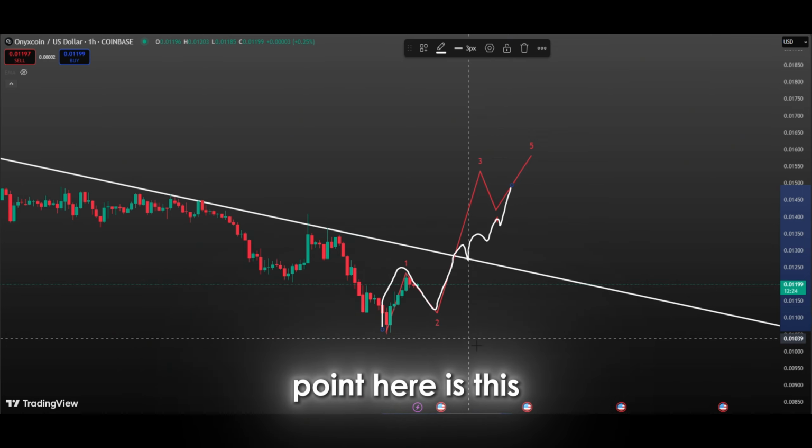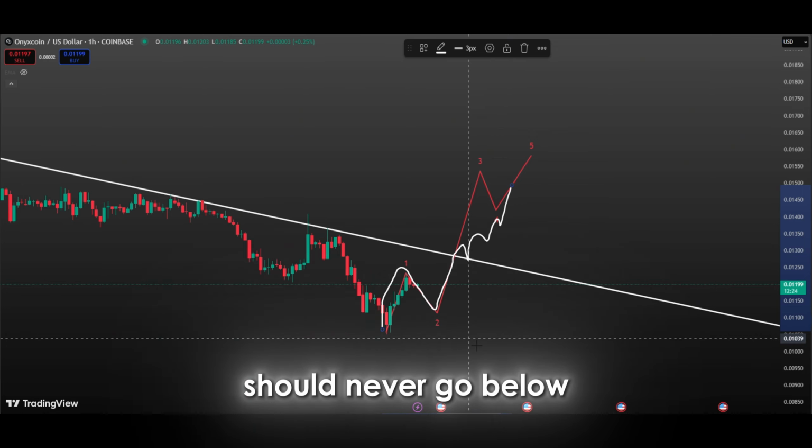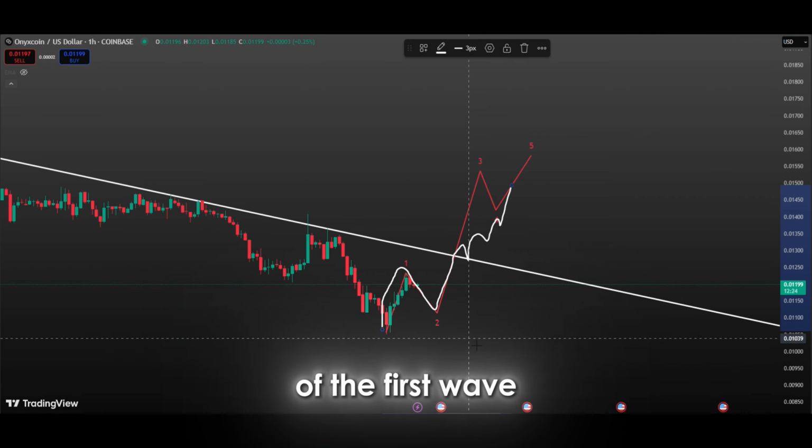However, the critical point here is this. The second wave should never go below the starting level of the first wave. If the price falls below the starting point of the first wave, the Elliott wave structure is broken and this count is cancelled. Since the second wave has not yet formed, it is currently unclear when the price will start its correction. But if it does well in the second wave, it will qualify for the third bullish wave.